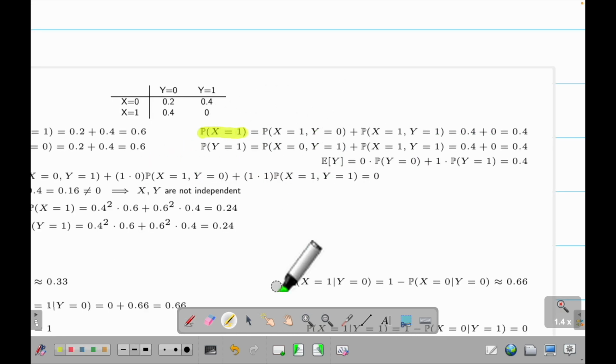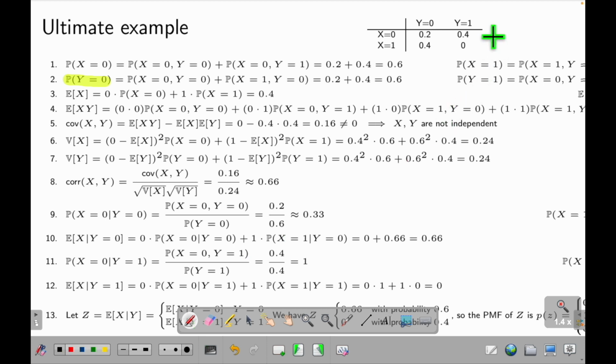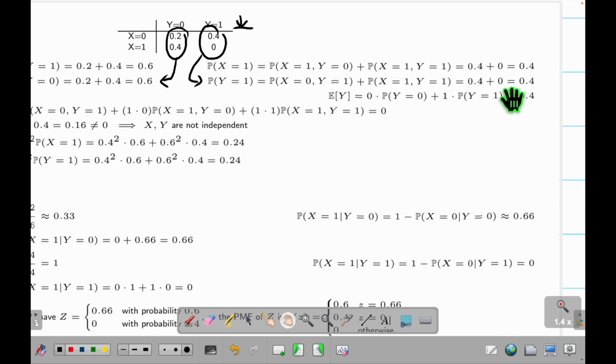What's the probability of x is 1? This number plus this number, which is 0.4, which is this one. What's the probability of y is 0? We do not care about x. That means we collapse the table along the x direction, compress the table in this direction. So we sum these two numbers and sum these two numbers. Summing these two numbers gives us the y equals 0 probability, which is this one. And summing these two numbers gives us the y equals 1 probability, 0.4.